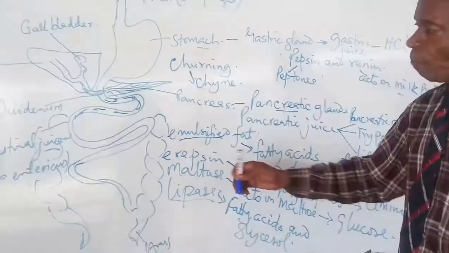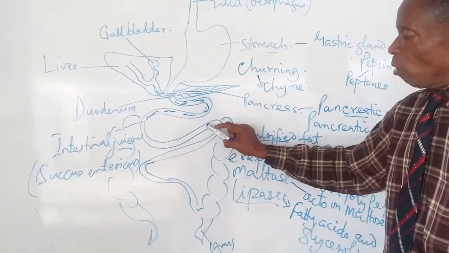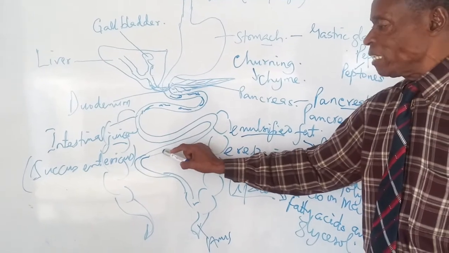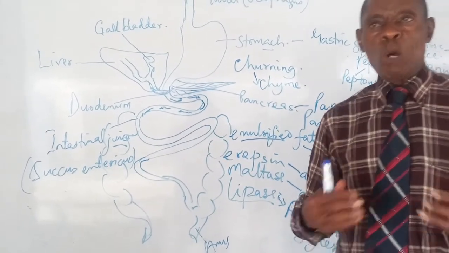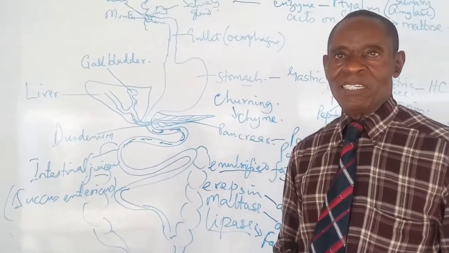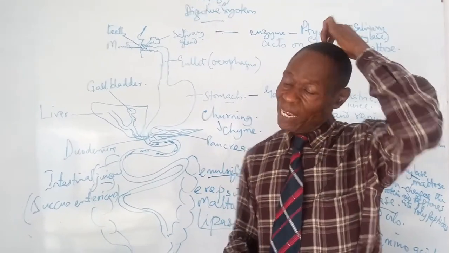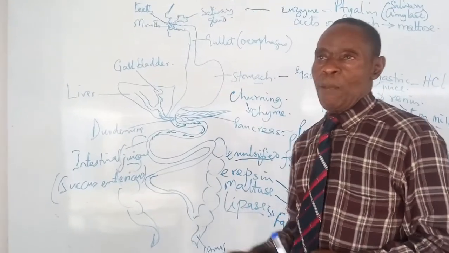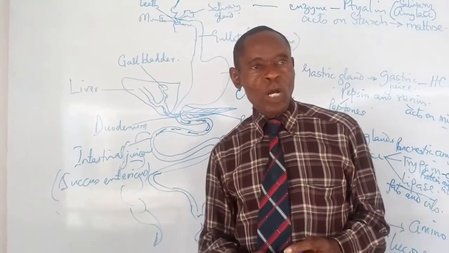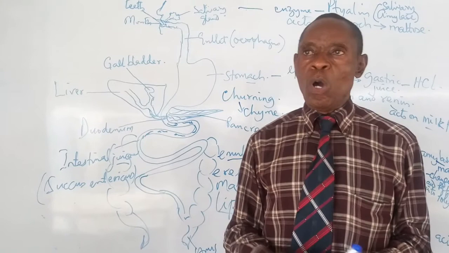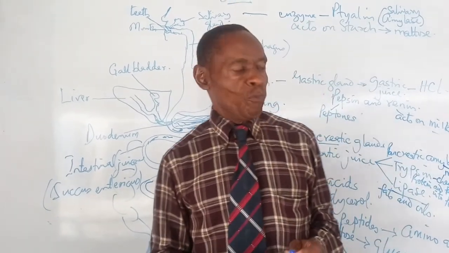And at this point, as the food continues to pass along the later part of the small intestine, which is the ileum, absorption of food takes place. And then the food is absorbed and then assimilated by the body. That is the process of digestion. We come to the end of the lesson on digestion of food.